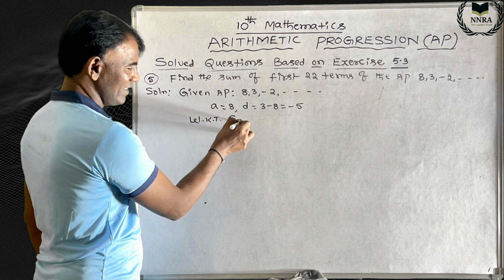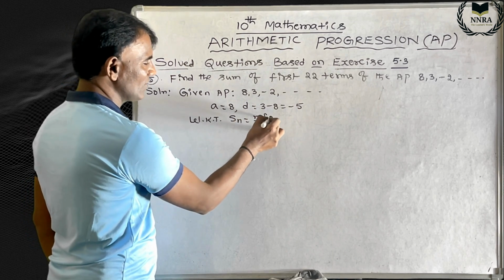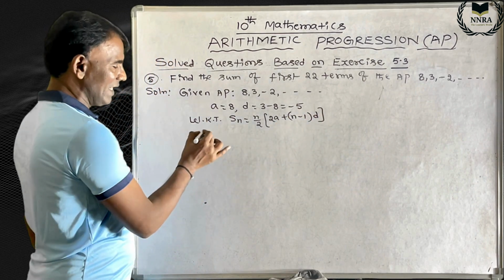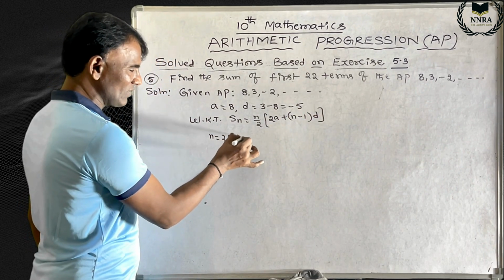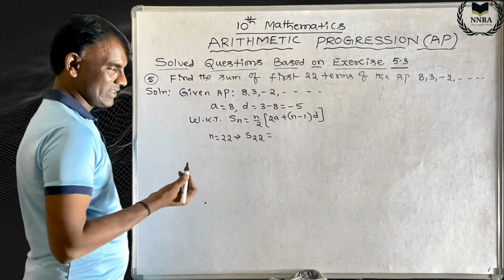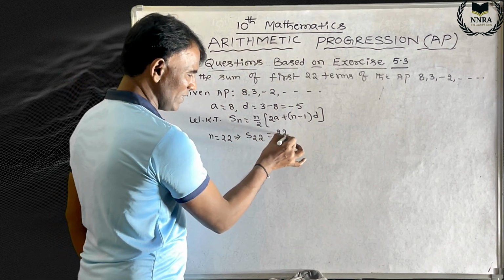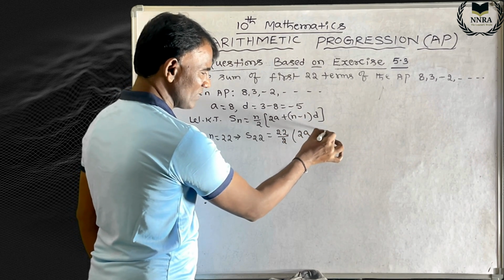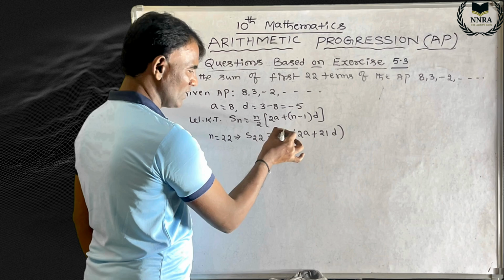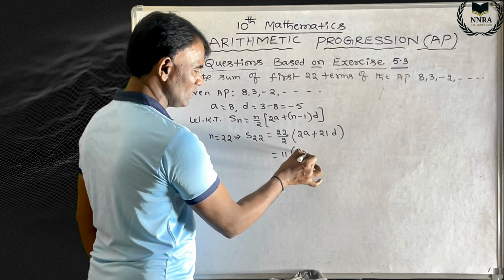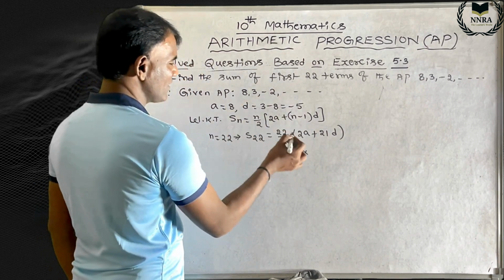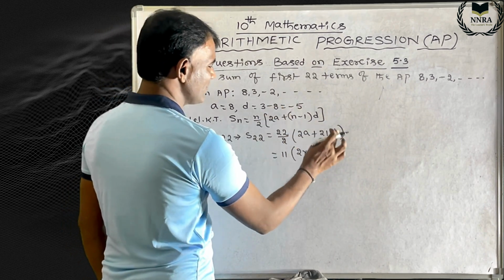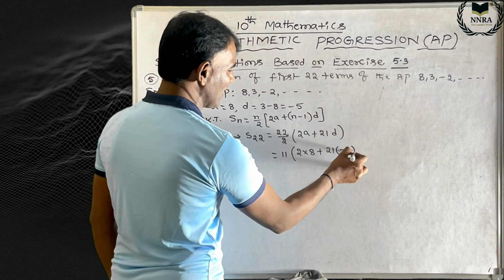We know that Sn equal to n by 2 into 2a plus n minus 1 into d. Now n equal to 22. If n equal to 22, then we get S22 equal to 22 by 2, right? And 2a plus 22 minus 1, 21 into d. So 22 by 2 is 11. 2 into a value, so a equal to 8, plus 21 into d. What is d? That is minus 5. So just write here in bracket.